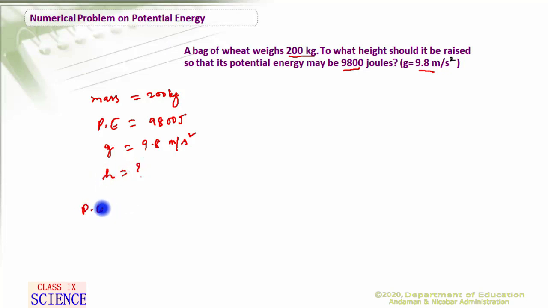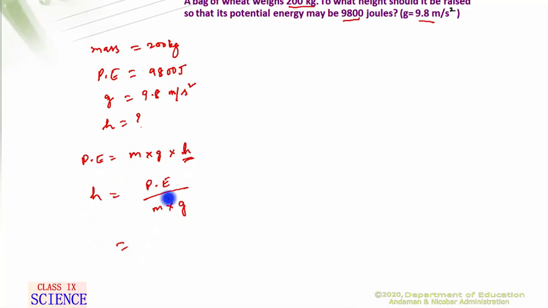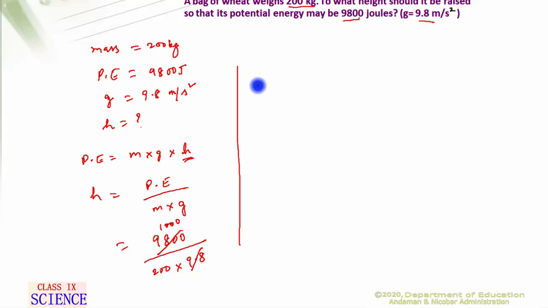We know that potential energy is equal to m into g into h. We have to find h here, so we have to rearrange. So h is equal to potential energy divided by mass into gravity. So potential energy is given as 9800 divided by mass 200 multiplied by 9.8. See here, the value of g is 9.8 and the potential energy is 9800. So on solving this, we will get 1000, right? Here height is equal to 1000 divided by 200, 2 zeros get cancelled. So height is equal to 10 by 2, which is 5 meter.